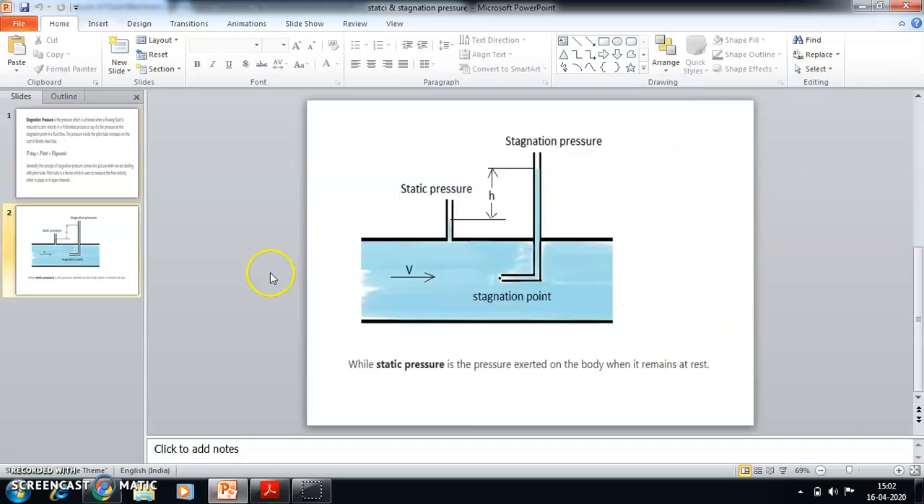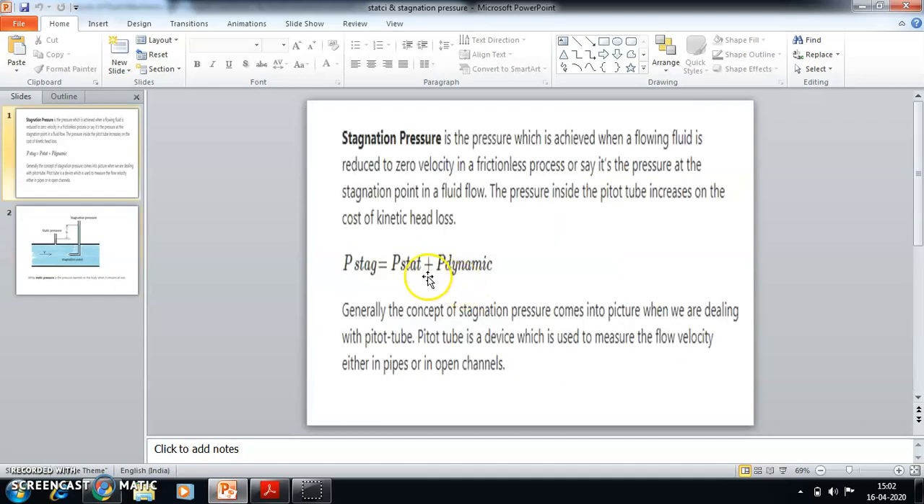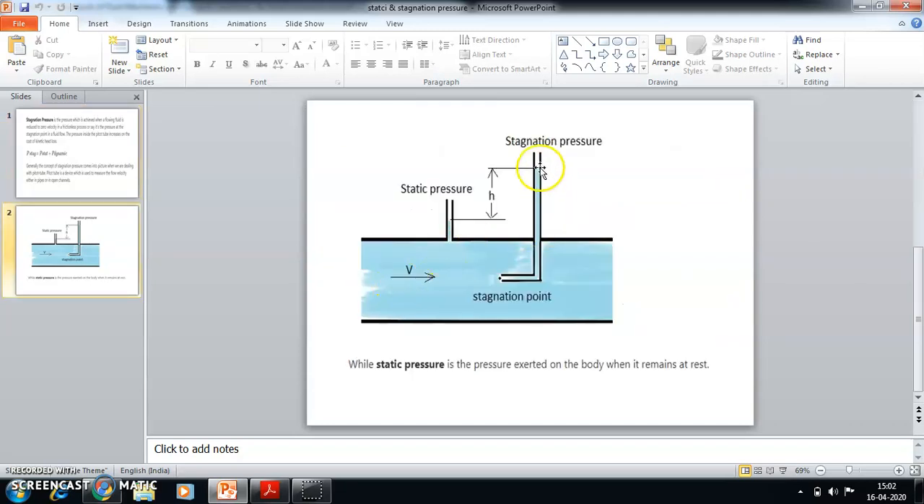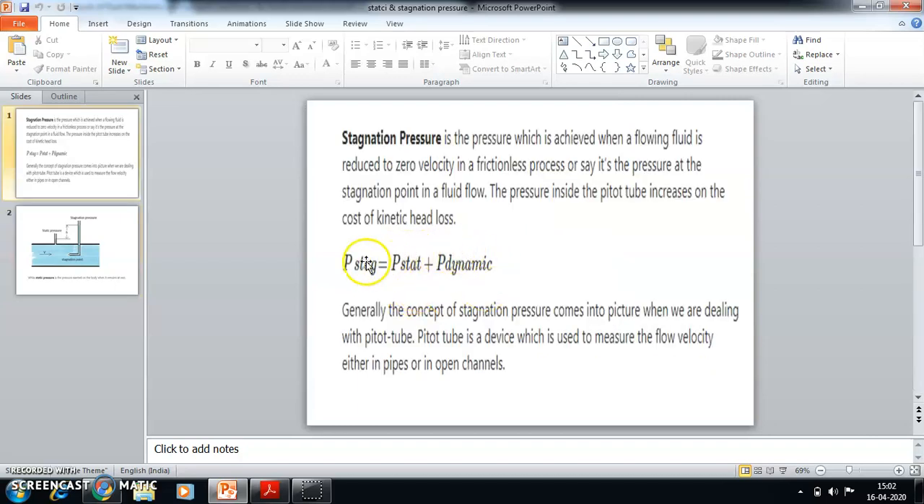Now, static pressure is a pressure that is exerted on the body when it remains at rest. So this is the static pressure. Here you will have stagnation pressure, right? So static pressure plus dynamic pressure will be the stagnation pressure. Stagnation pressure will be the static pressure plus dynamic pressure due to the movement of the liquid. So if you add both those things, you will get stagnation pressure, right?